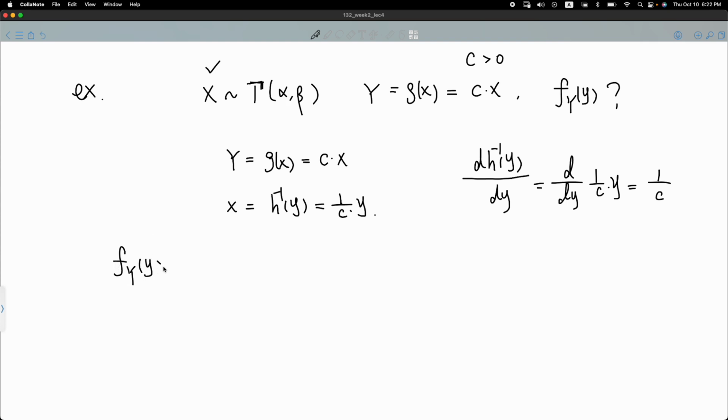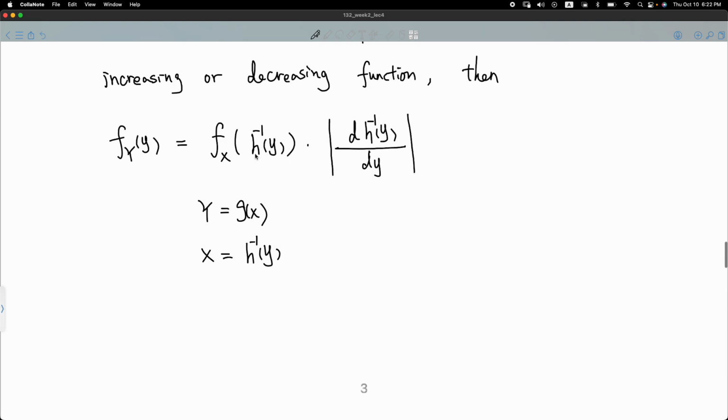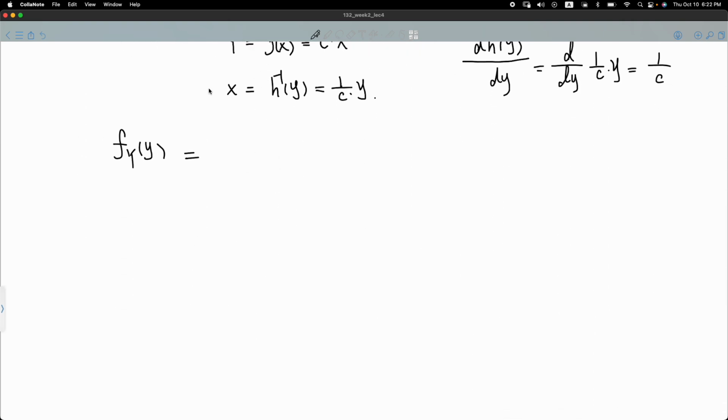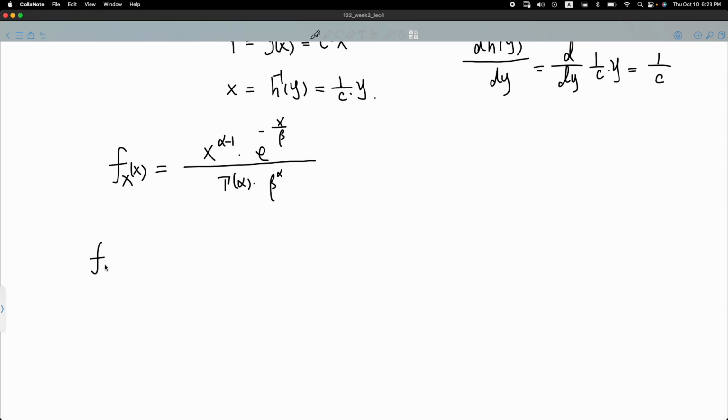for random variable y. And then this is equal to the density function for random variable x, which is the gamma distribution. So maybe just to remind you what the gamma density function is, let me put it here. So f of x is equal to x raised to the power of alpha minus 1, and then e raised to the power of negative x over beta, over a gamma function of alpha, and then beta to the alpha. So that is the density function for random variable x, which is the gamma random variable. But what we want is the f of y, the new random variable of interest.